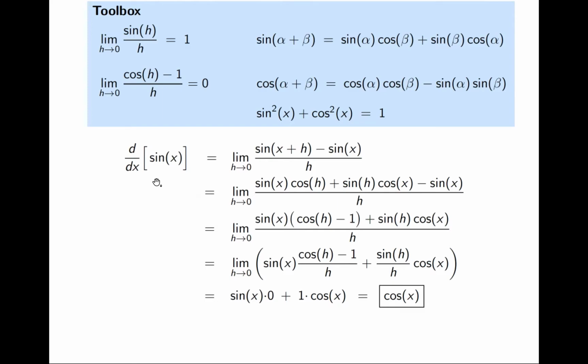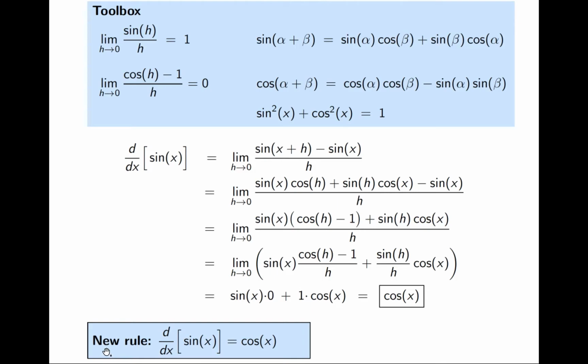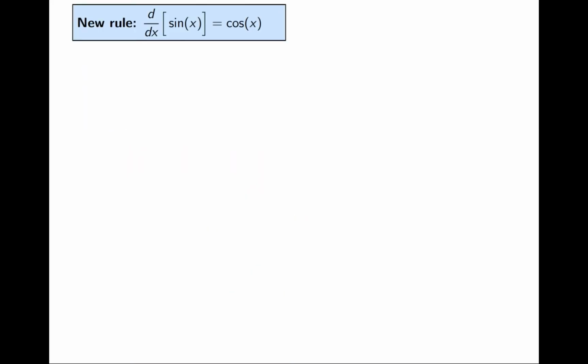So this is our latest new rule. We've just figured out that the derivative of sine of x equals cosine of x. Let's tally that. It's a new rule. The derivative of sine of x equals cosine of x. And commit that to memory.